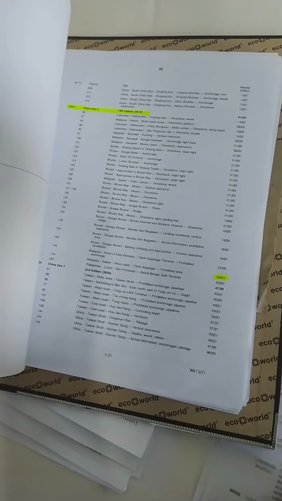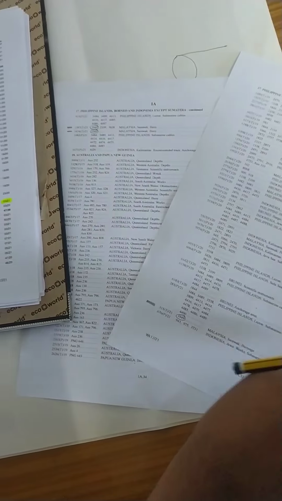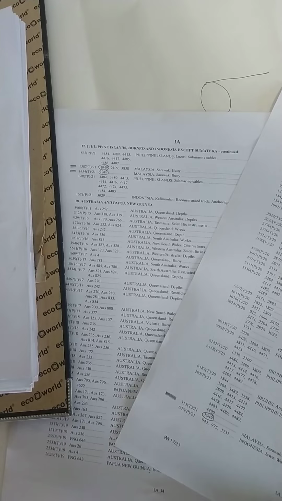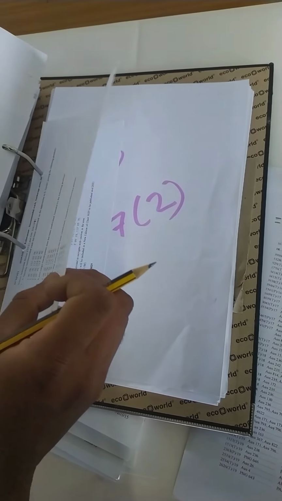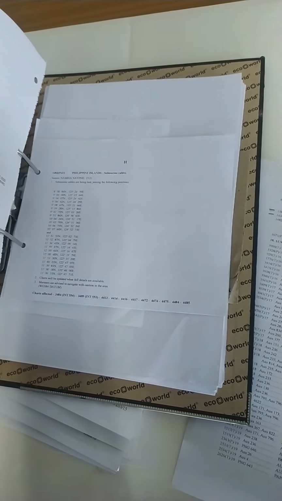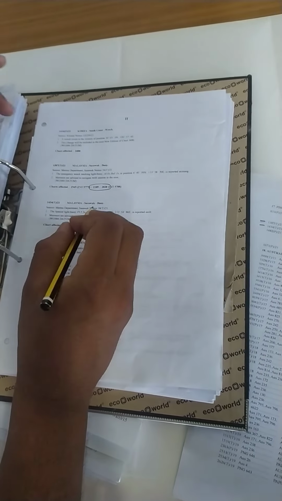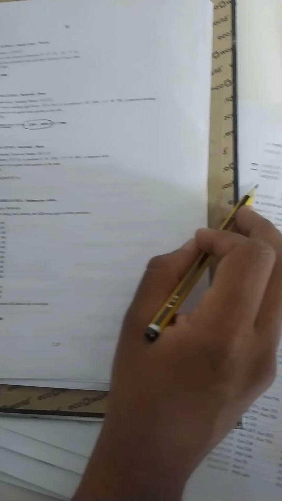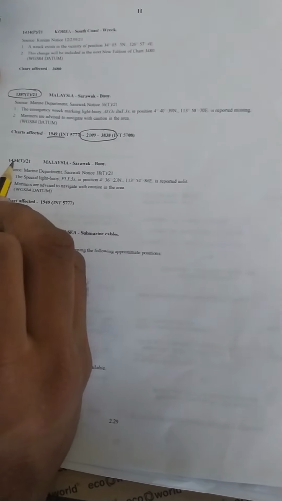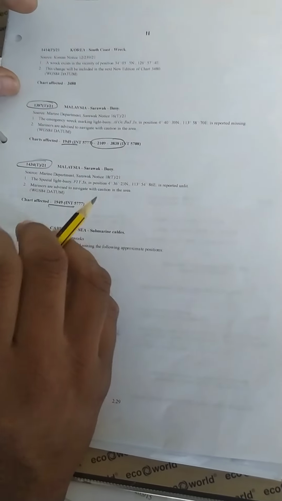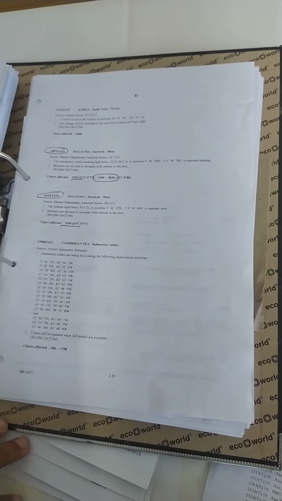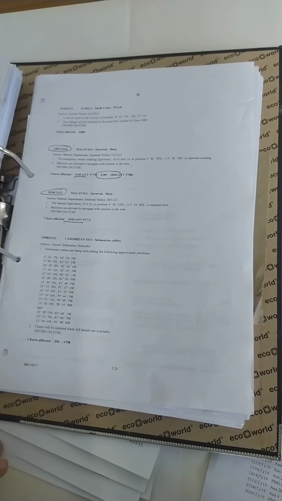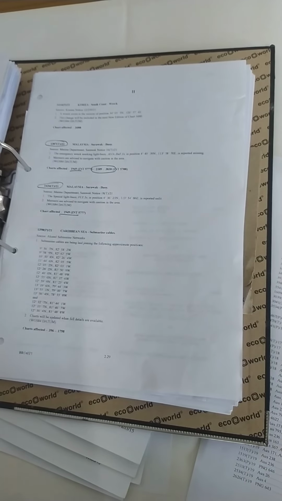Then the next correction will be 1387. This is the second correction, and the next correction is 1434. This is the correction. So these three TNP need to be done and corrected on the chart, and the number should be written. I will show you how to do the correction and how to write down the number on the chart.